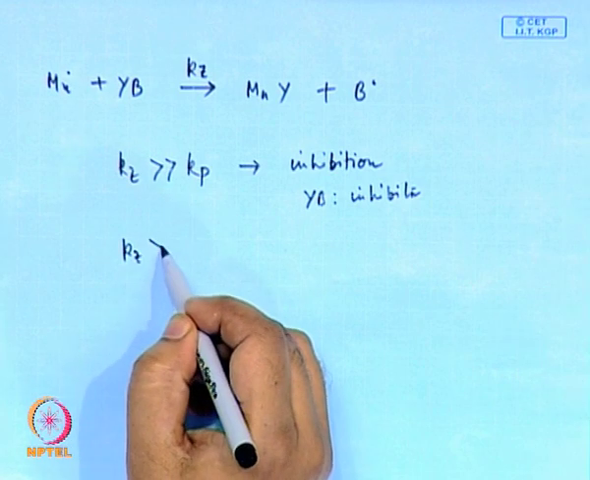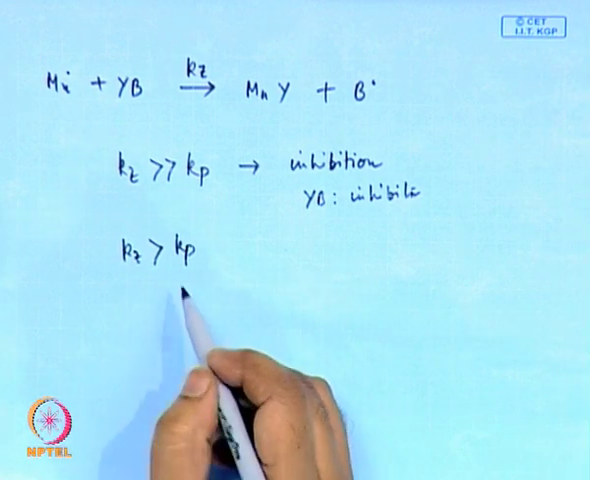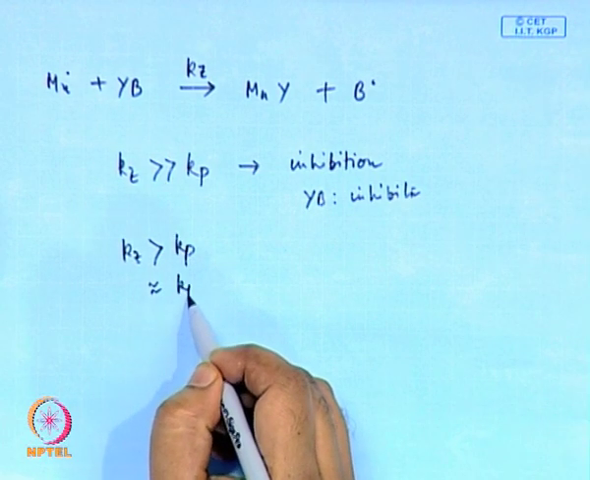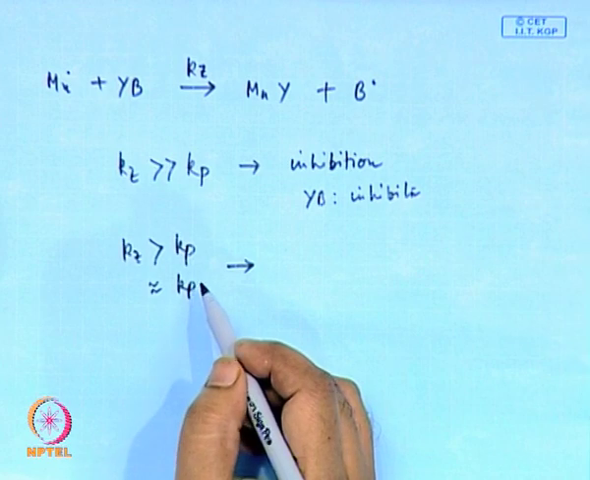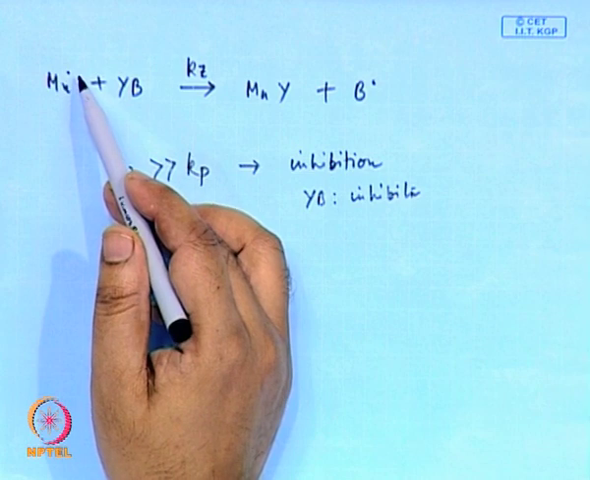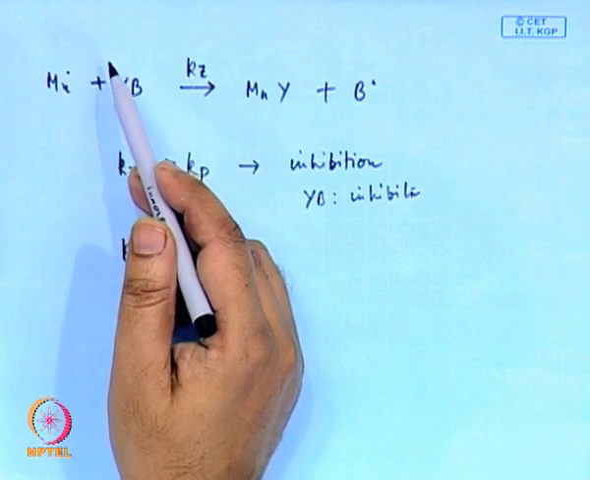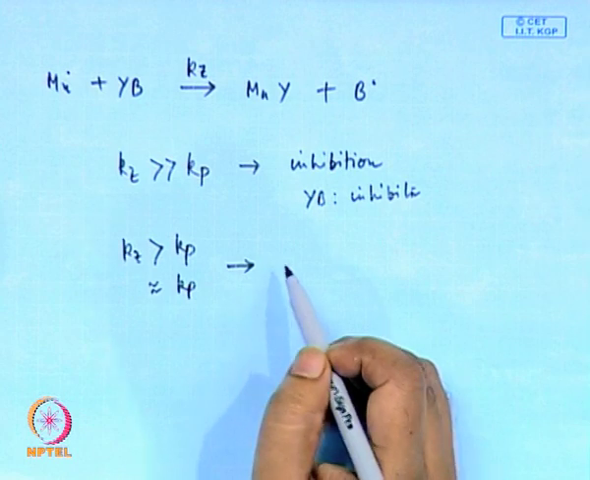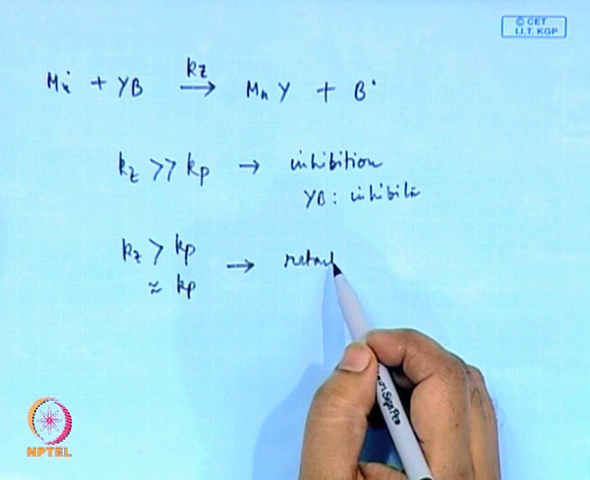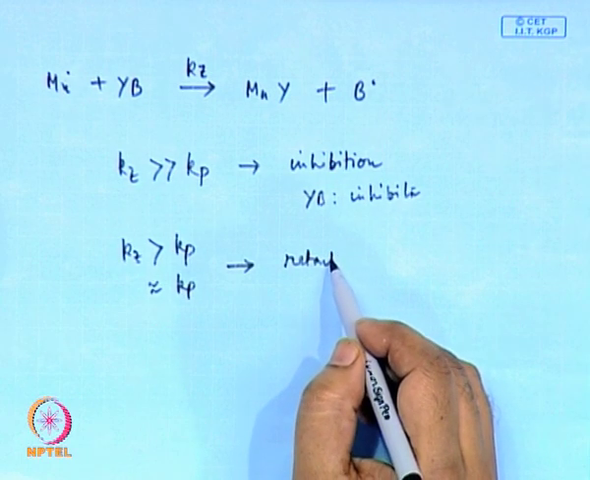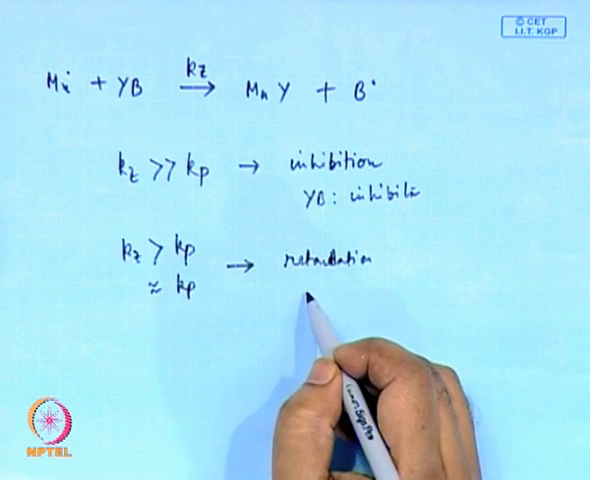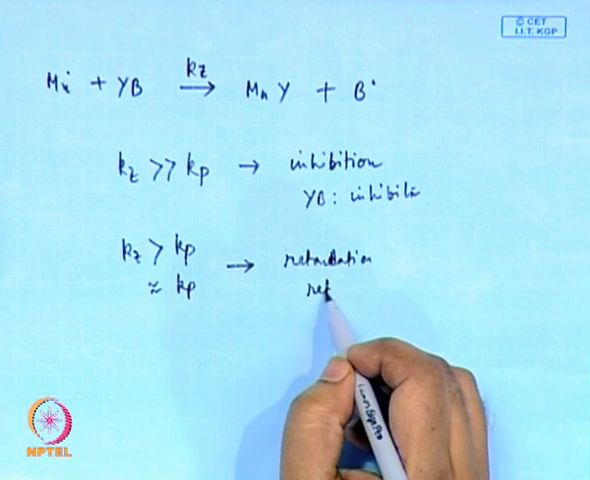If K Z is a little higher or maybe comparable with K P, then part of the M N is undergoing this reaction and part of the M N is undergoing normal propagation reaction. So, your rate of polymerization becomes slower. So, this is a retardation, and the molecule is called a retardant.